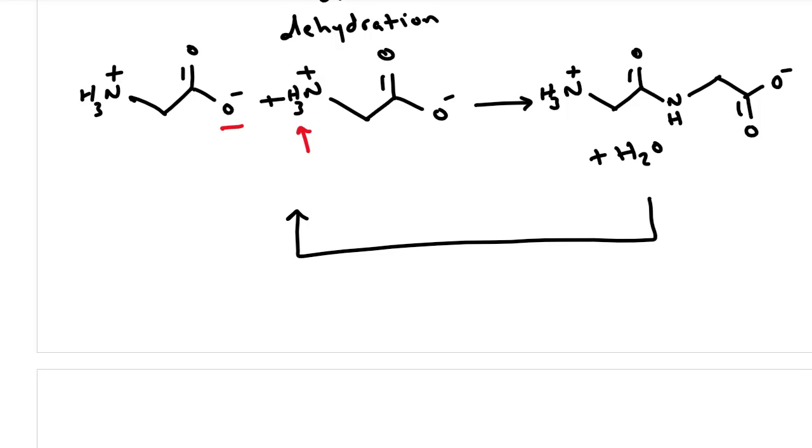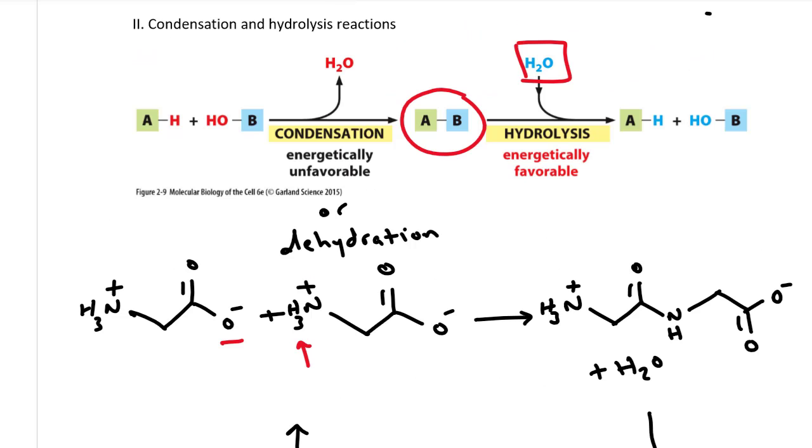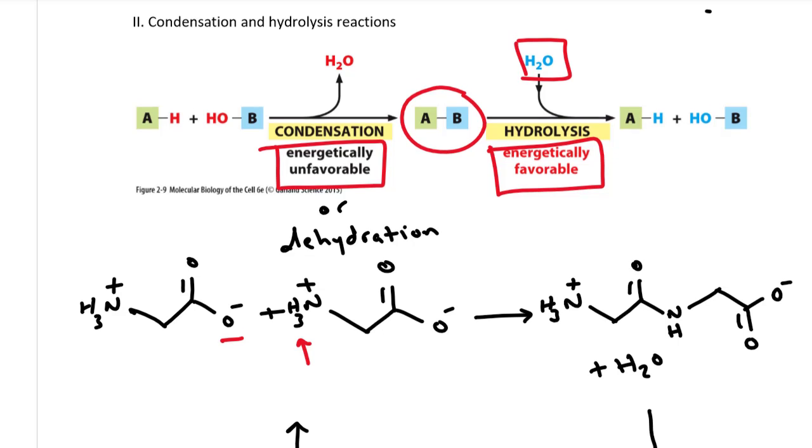Now, it's mentioned here that condensation reactions are energetically unfavorable, and that hydrolysis reactions are energetically favorable. So one way to think about it is building things in a chemical reaction, where you're taking two smaller molecules and making a bigger molecule, is energetically unfavorable, and it will require a condensation reaction. Whereas taking a bigger molecule and breaking it up into smaller molecules is energetically favorable, and it requires a hydrolysis reaction.